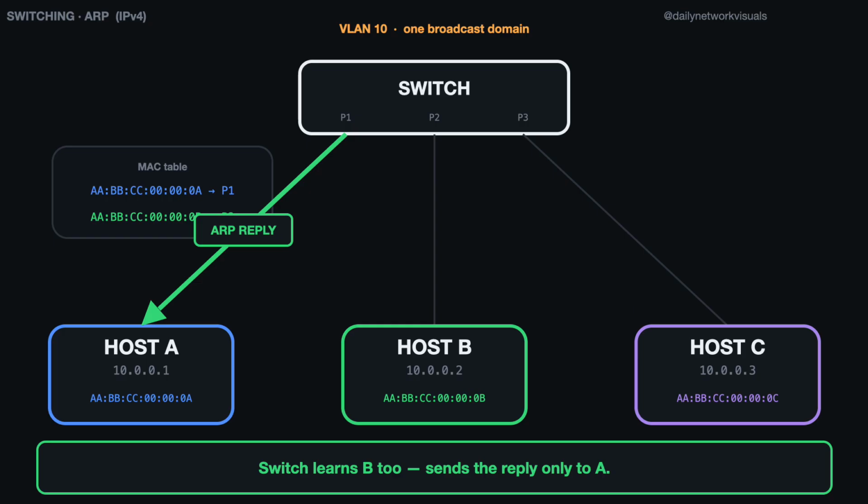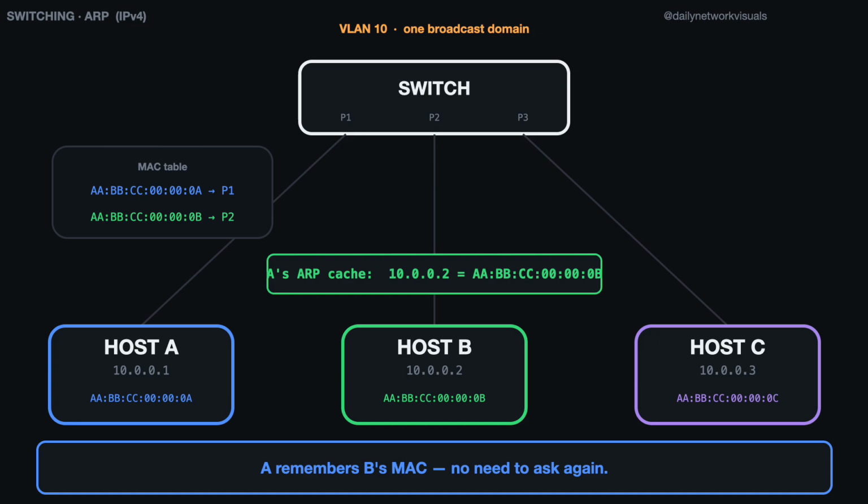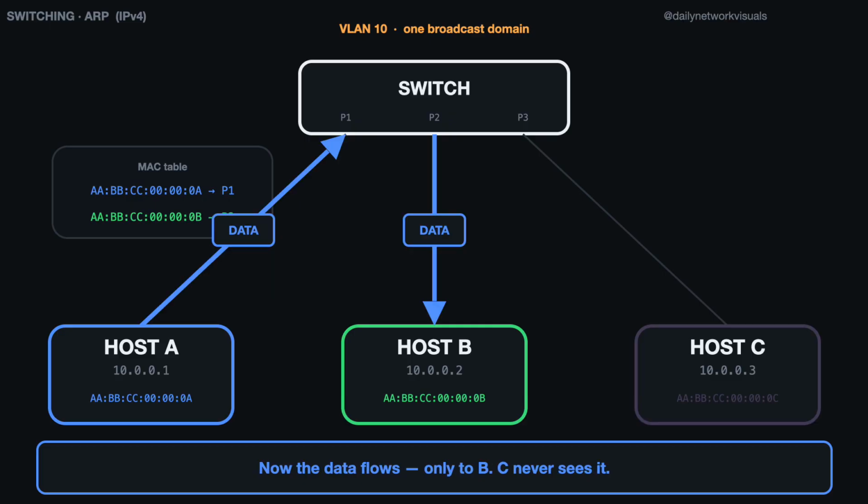Switch learns B is on port 2 and forwards the reply only to A, no flooding this time. A finally has B's MAC address and it saves it in its ARP cache, so no need to ask again. Now the data flows. The switch sees B's on port 2 and forwards the frame only there. Host C never sees it.